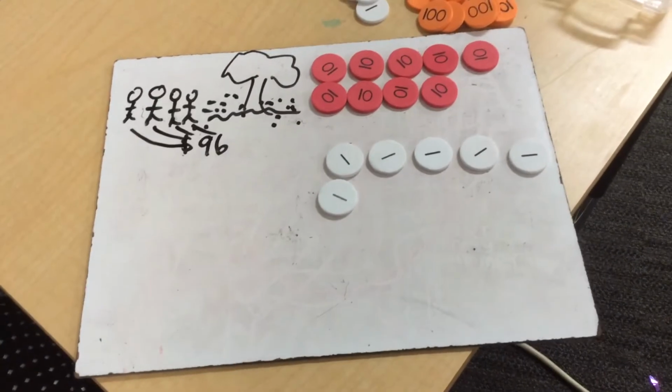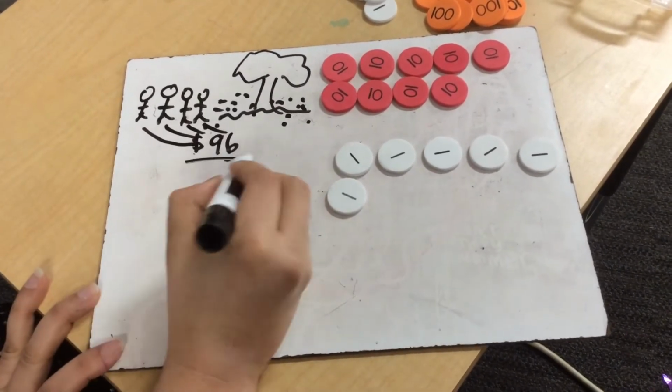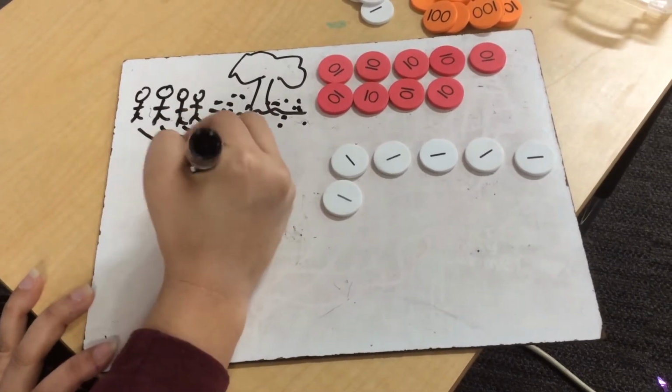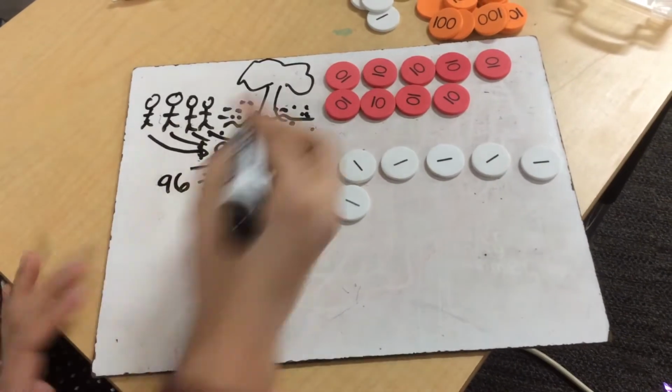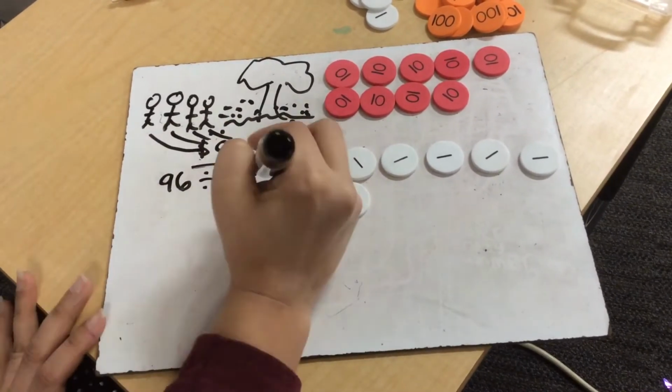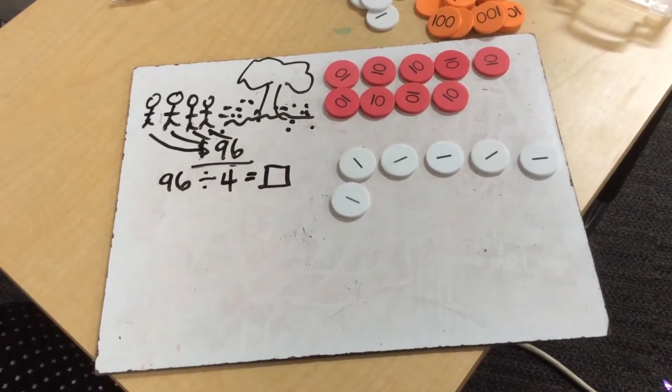Well, Miss Huddle, this is a division problem because we're starting with our total, 96, and we're going to divide $96 equally among 4 scholars. So our problem is 96 divided by 4. That's right. And it equals an unknown number.